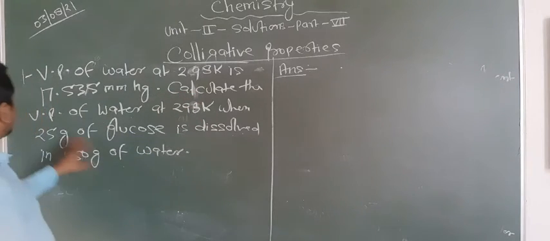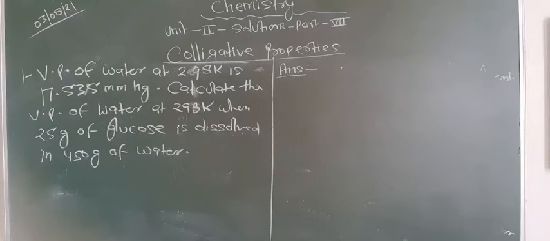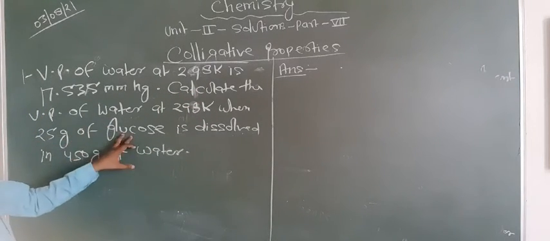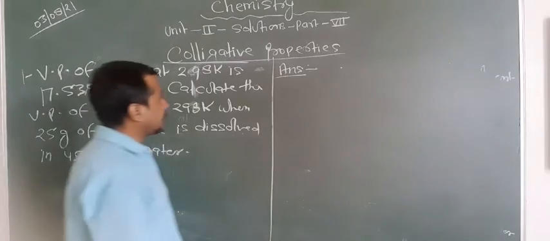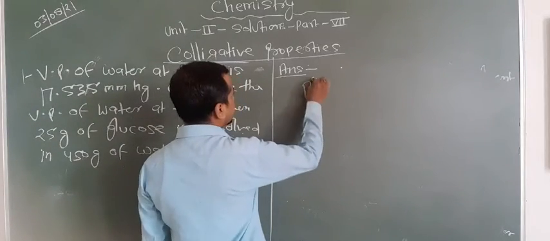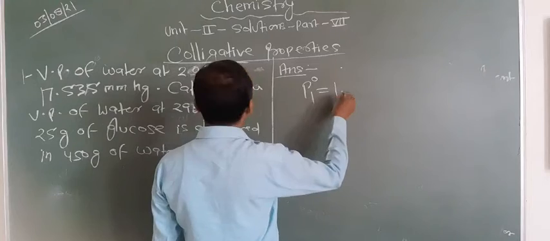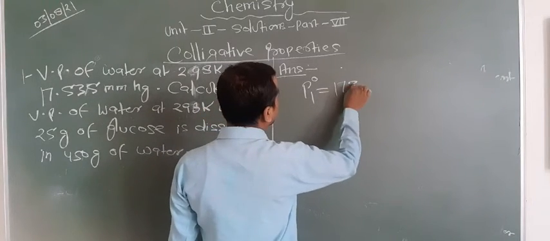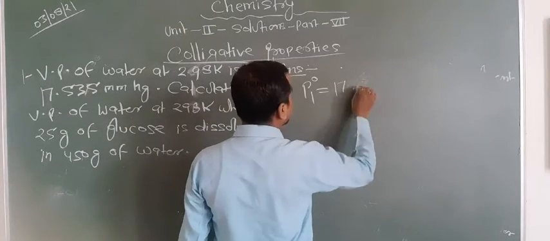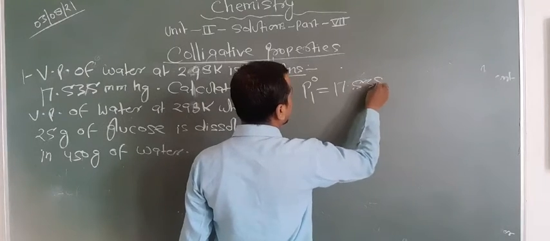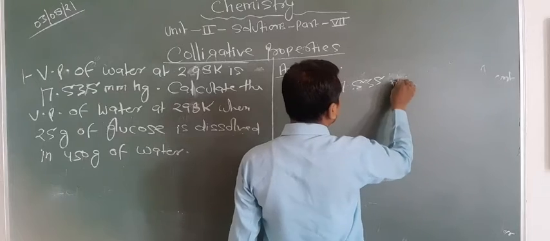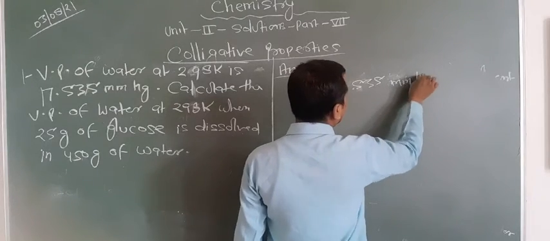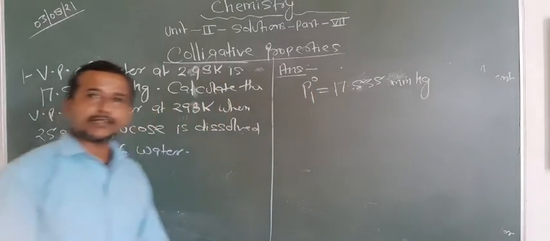Calculate the vapor pressure of water at 298 Kelvin when 25 gram of glucose is dissolved in 450 gram of water. Here the mass of glucose is given. Look at the conditions. What is given here? Basically P01 is given. How much? 17.535 mmHg is given. Are you getting this point or not?